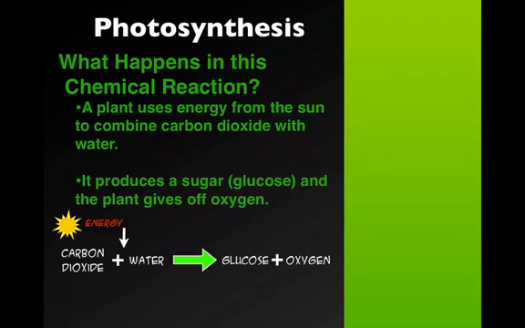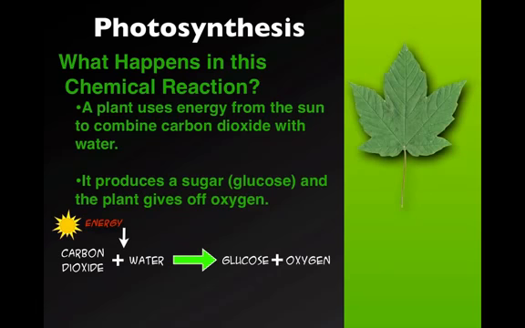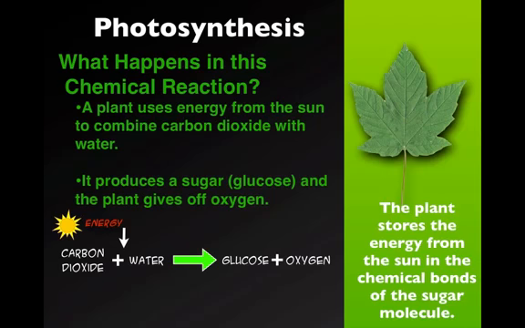So at the bottom here, we've got a description of this chemical reaction in words. Again, we need to make sure we remember that it's in the chloroplast of the plant cell, I should say, that this chemical reaction takes place. And usually, after the chemical reaction has occurred, the glucose or the starch is actually stored in the plant, and that chemical energy is stored in the bonds of the sugar molecule.